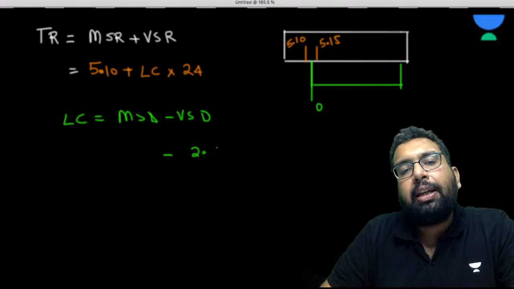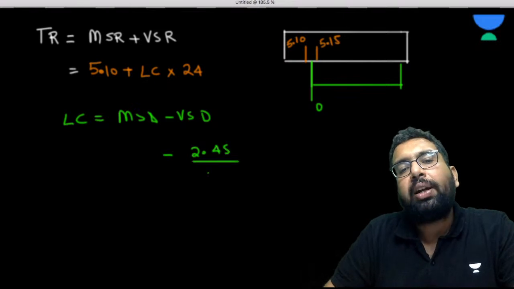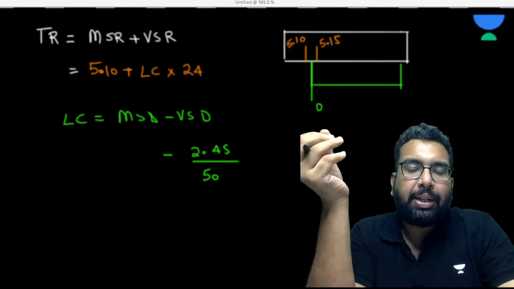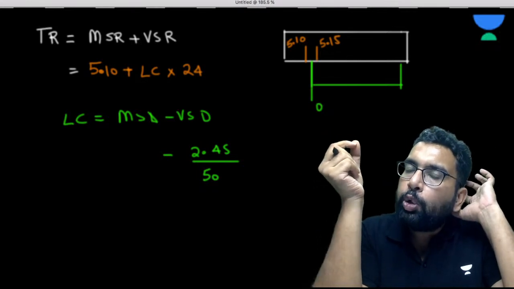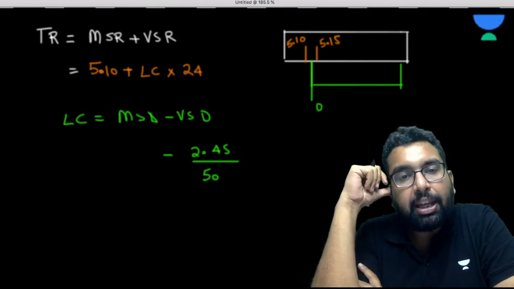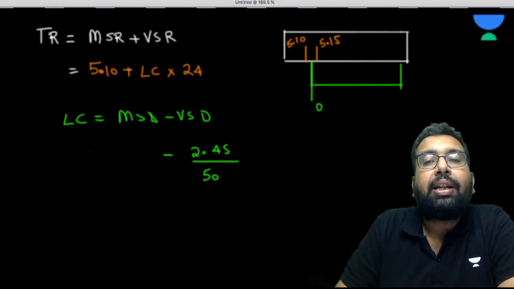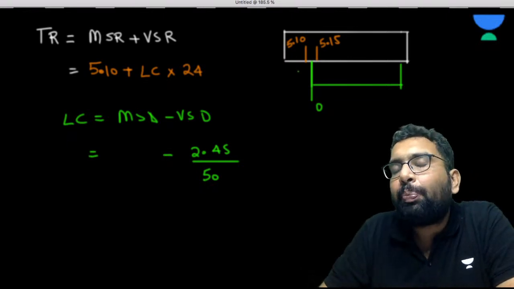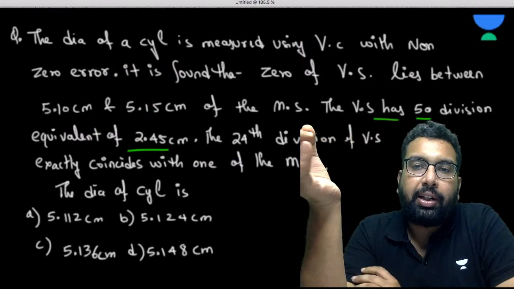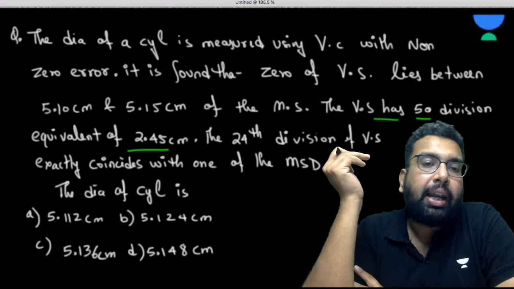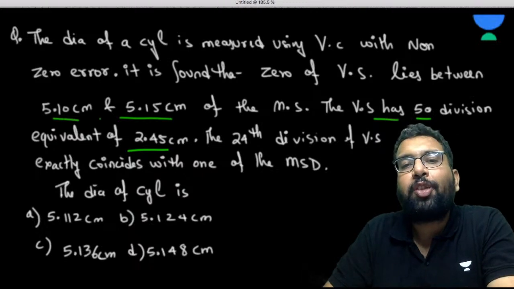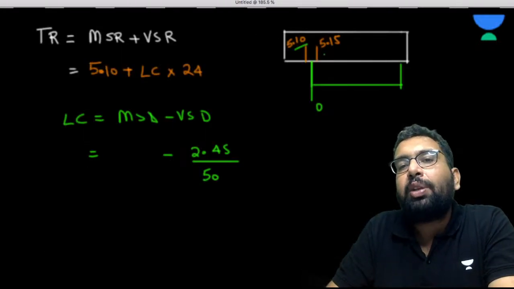Obviously when 50 divisions give you 2.45 centimeter, each division is going to give you 2.45 by 50 centimeters, right? Now the question is, sir, what is the main scale division? Is it 0.1? Now see, this is how the information is given in the question. It is sometimes hidden in the question. It says that the zero of the Vernier scale lies between 5.10 and 5.15. So this is 10, this is 15.